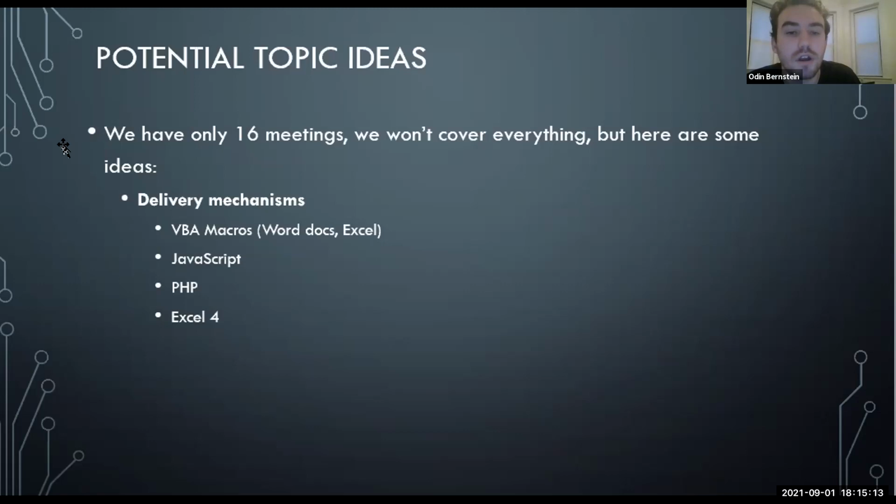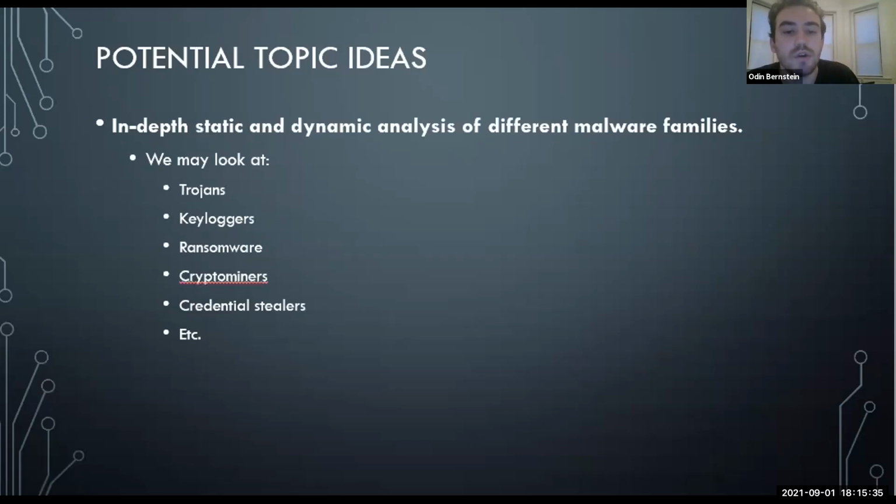And so here are some potential topic ideas that I've thought of. We won't get to cover everything, but here are just some ideas. As mentioned, we want to look at some delivery mechanisms. And then we also want to look at in-depth static analysis of different malware families and different types of malware. We might look at Trojans, keyloggers, ransomware, crypto miners, credential stealers, malware along that line. And we want to do static analysis of the binary itself.